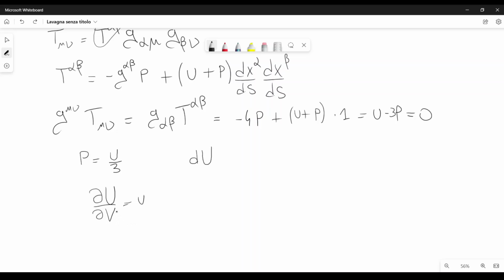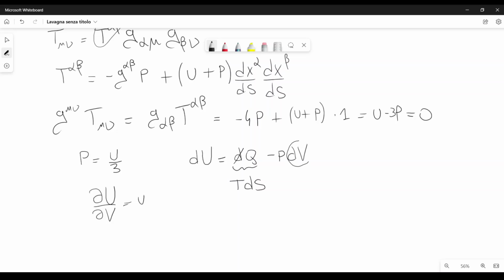Now dU is equal to the differential of heat, and in particular that's an inexact differential, so I could write it like this, d slash q, but d slash q is equal to T times the differential of the entropy. T is the temperature, and then here we have minus pressure times the differential of the volume.